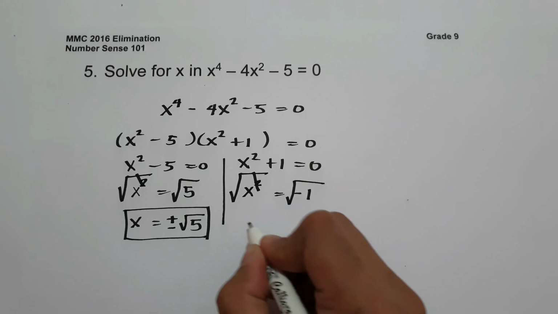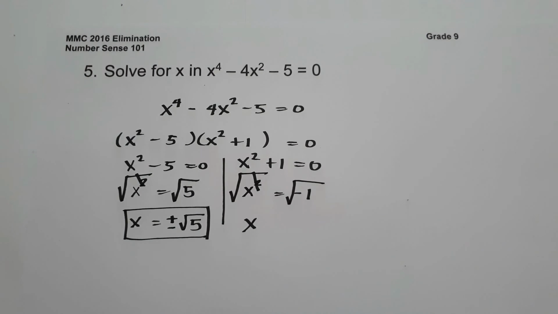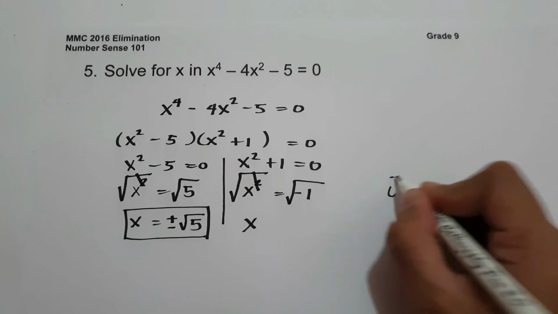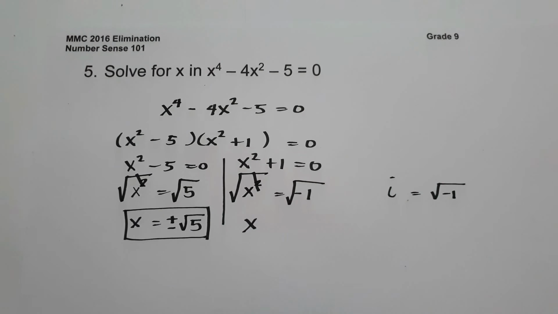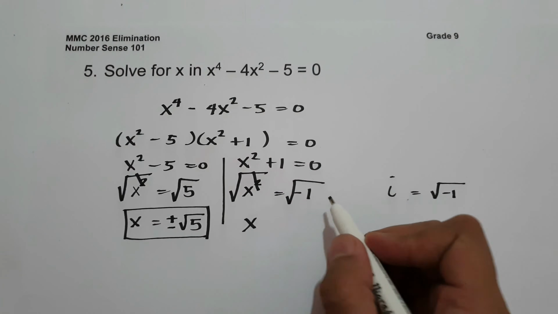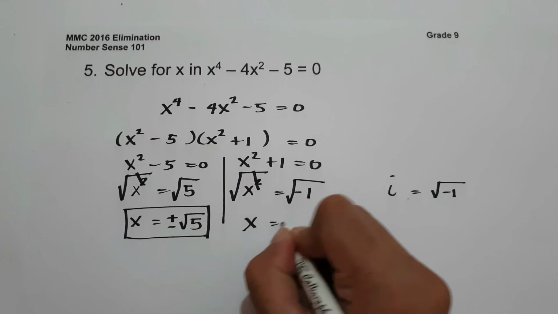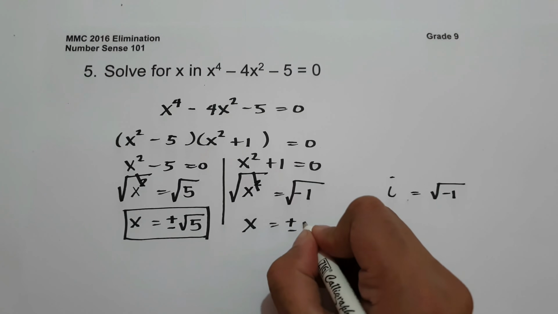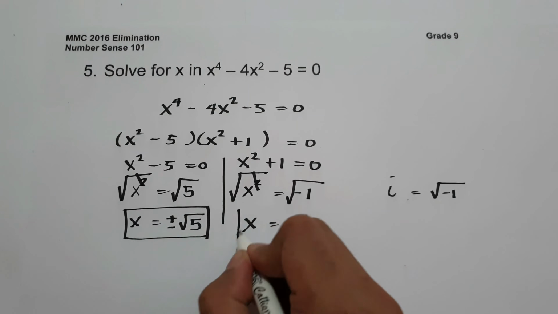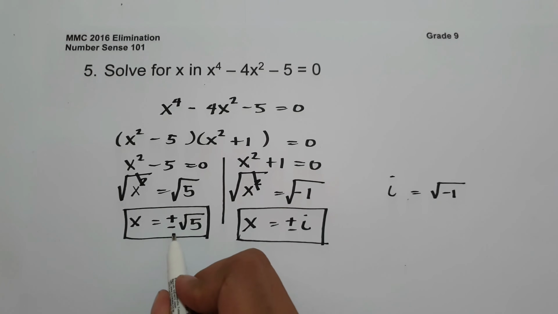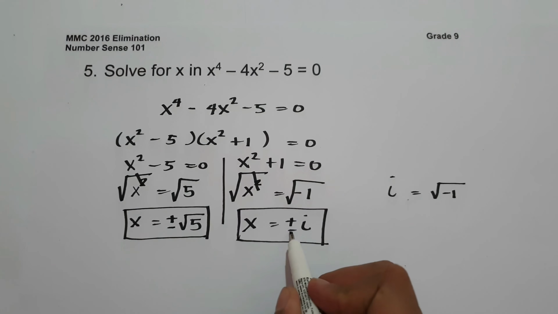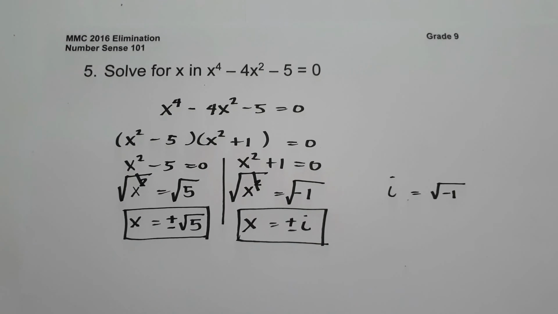So let us cancel this one. We are going to have x. Always remember that i is equivalent to the square root of negative 1. So if we have the square root of negative 1, it will give us positive and negative i. So this will be the value of x. So x will be positive and negative square root of 5 and positive and negative i. And that will be our answer.